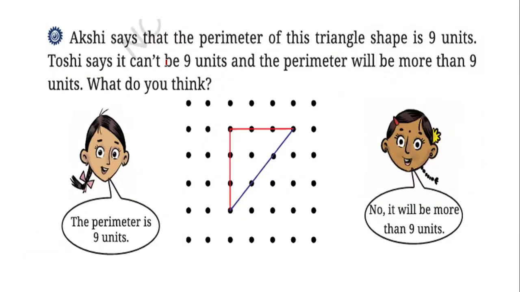Now, come to this. Akshi says that the perimeter of this triangle shape is 9 units. That means 1, 2, 3, 4, 5, 6, 7, 8, 9. So she says it can't be 9 units and the perimeter will be more than 9 units. What do you think? We know that the perimeter of a triangle is equal to the sum of all sides. Therefore, 9 units is the right answer.